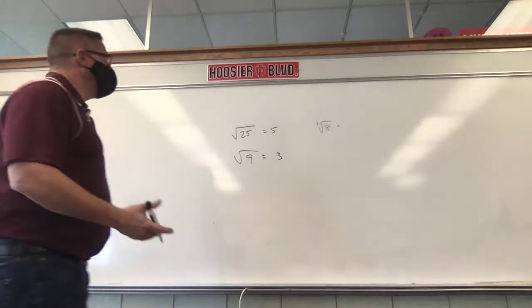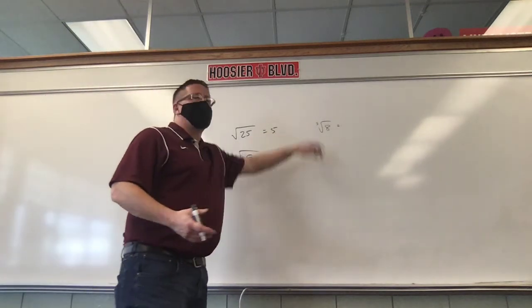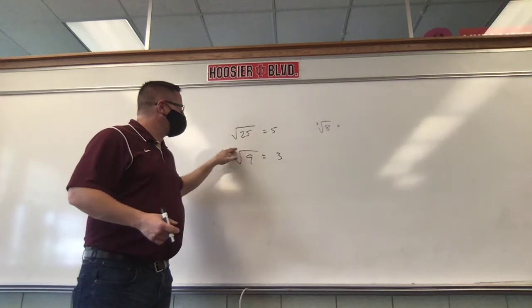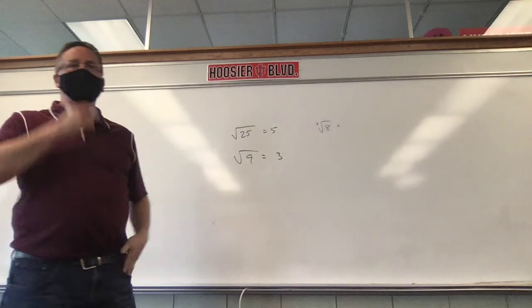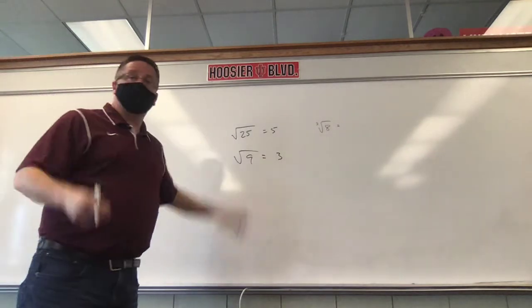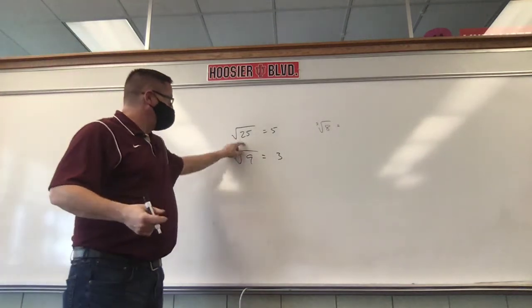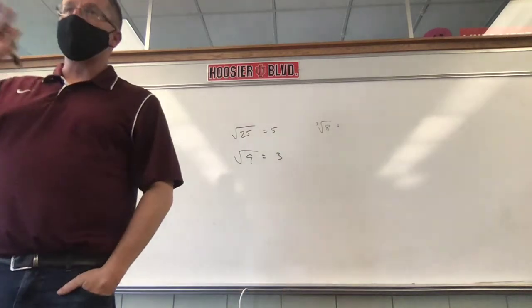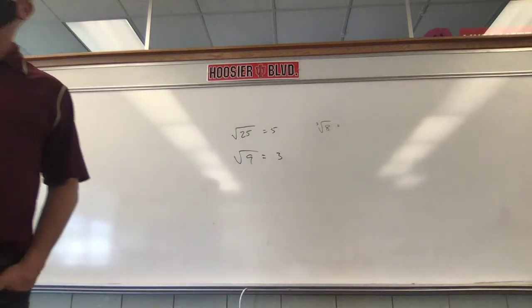So, the way you look at this, it has a little 3 right there. These are called square roots: the square root of 25, the square root of 9. That's called a cube root or a third root. Square root means what do you times by itself twice? 5 times 5, 3 times 3. A cube root is what do you times by itself 3 times to get 8.